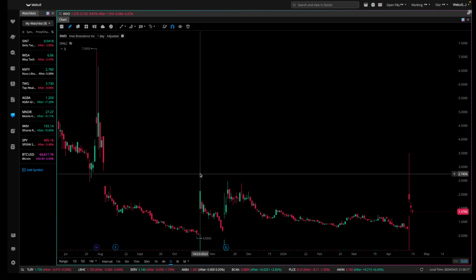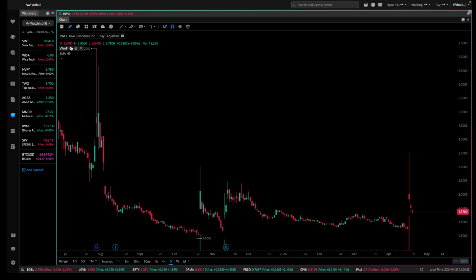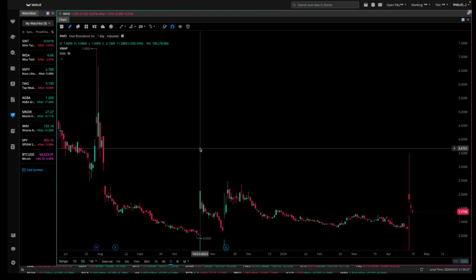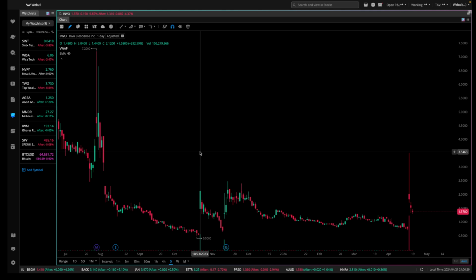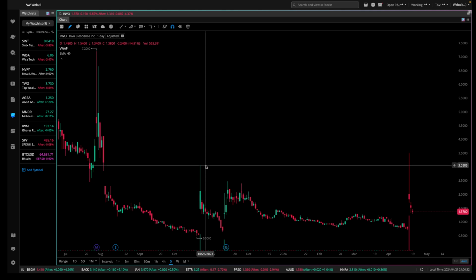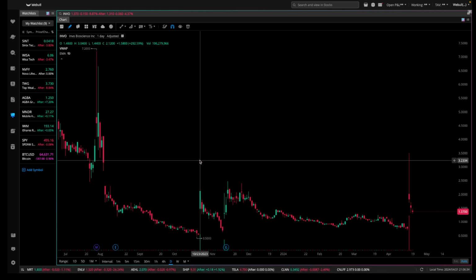A daily chart. Let's say look at this chart on Invo. So the volume on this daily chart is around, let me just turn on my OHLC, so it's around 106 million, right? So that is 106 million shares traded. The high of that is 3.04 and the low of that is 1.44.